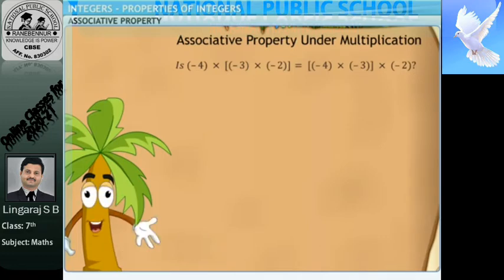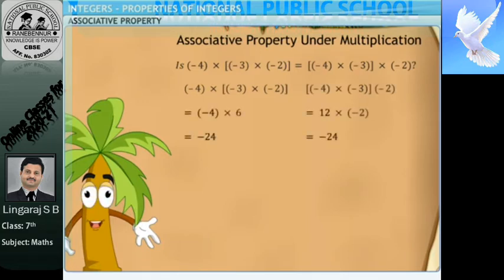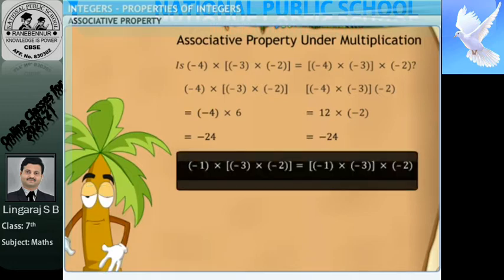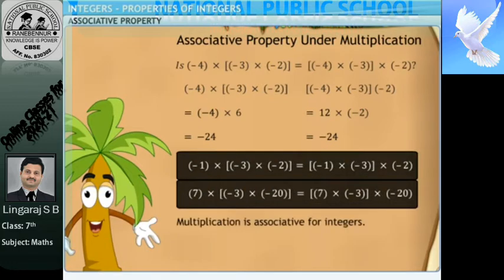In the first case, -3 and -2 have been grouped together. And in the second case, -4 and -3 have been grouped together. Let's check whether the grouping of integers in any way affects their final product. In both the cases, the product is -24. Therefore, the product is the same irrespective of the way the integers are grouped in the product. So, multiplication is associative for integers.